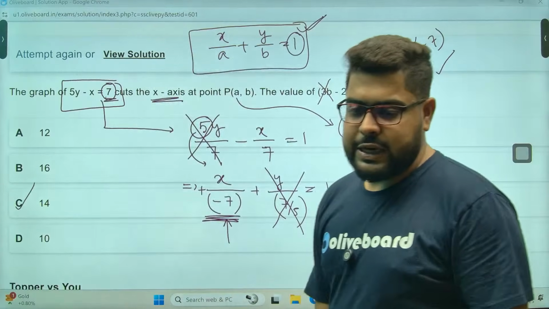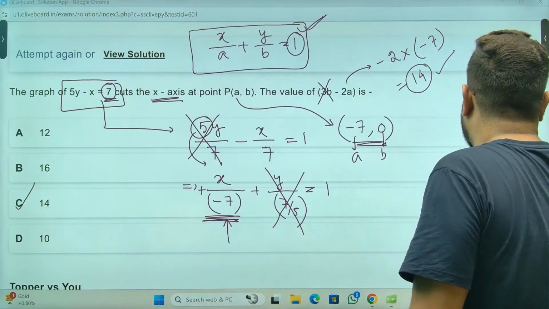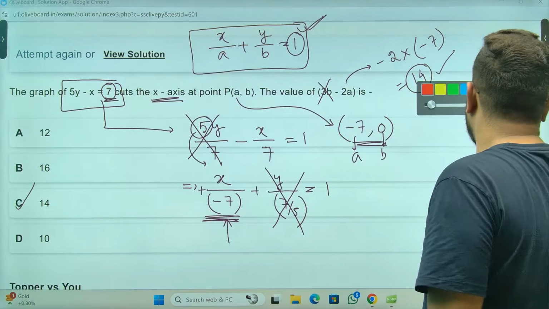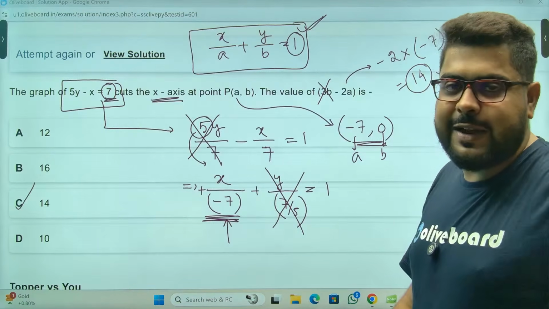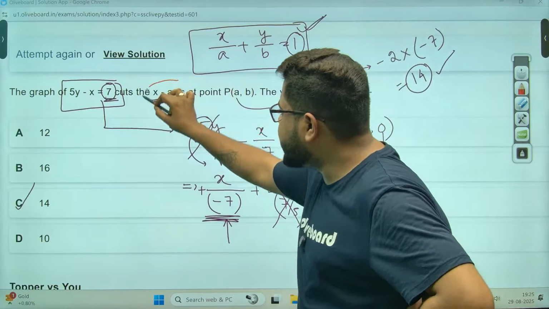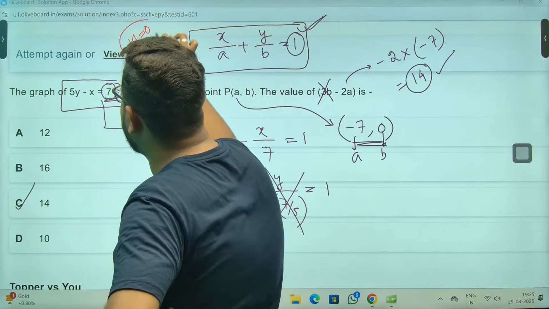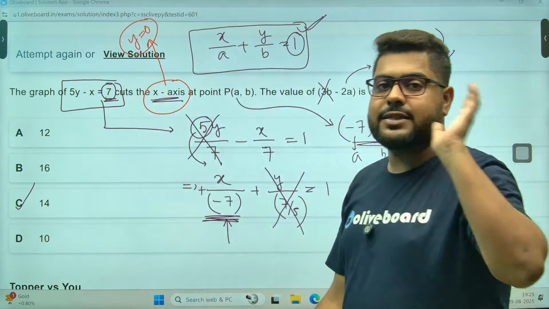This is C. Now many will say, sir, I don't know that. I do not know this intercept form, and I don't want to learn it just 5 days before the exam. So what to do? Sir, x-axis you are cutting now. X-axis is an equation, that is y equal to 0. Always it's opposite. If they give the y-axis, that is x equal to 0.